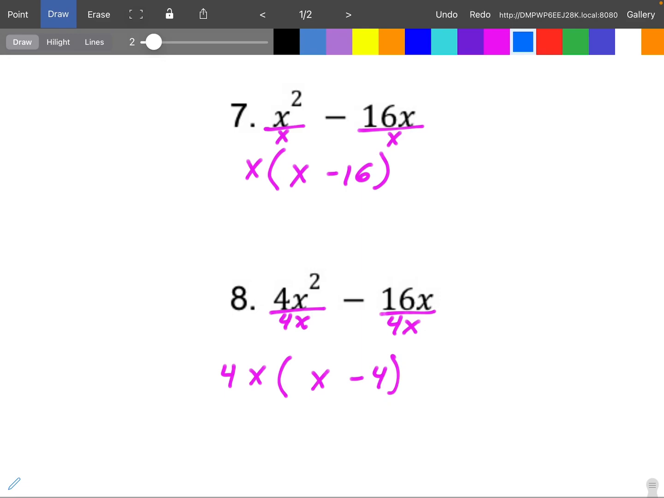It's done the way it is. So that's a quick review of factoring. Anytime you're factoring, always keep an eye out for greatest common factor. Sometimes it's really easy to forget that, but always be looking for a greatest common factor.